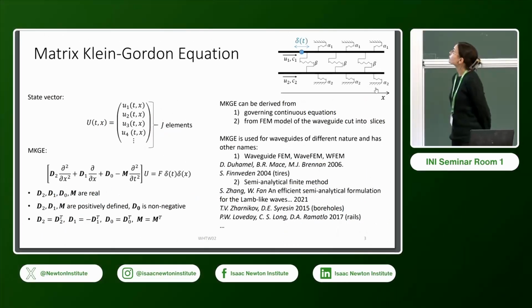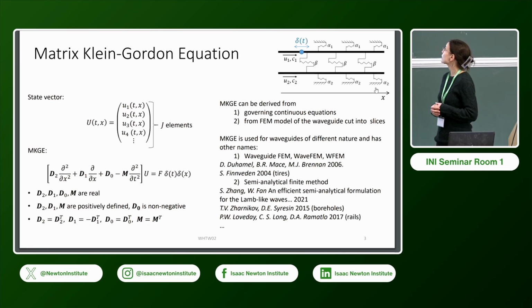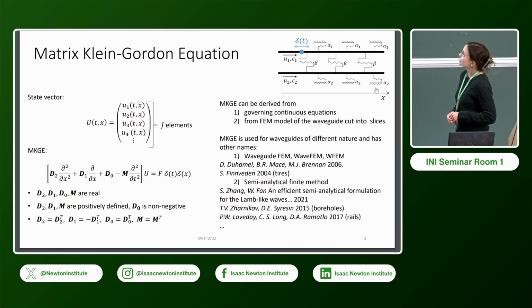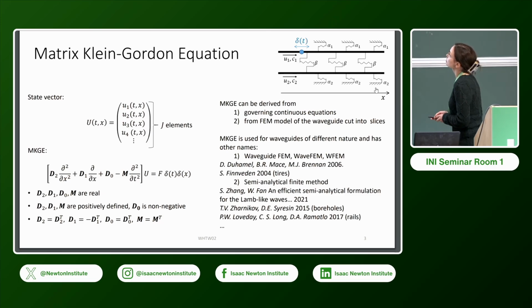So we consider a waveguide system composed of several roads. These roads are continuous, and these roads are linked by elastic layers. The longitudinal coordinate is x, and the field in such a system can be described by the state vector u, which is composed of the displacement in each road. So the number of roads can be more than 2, and I will show examples. Each road supports only one mode. And the wave propagation in such a system is described by the matrix Klein-Gordon equation. It's written here.